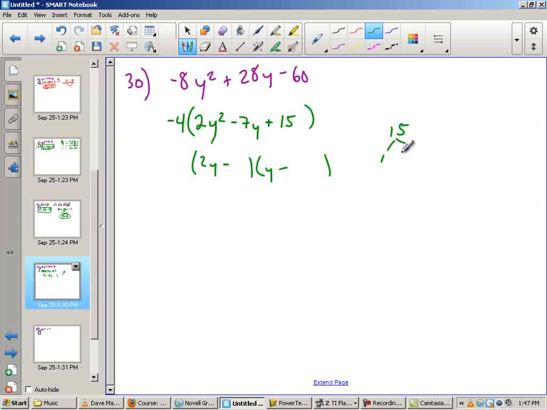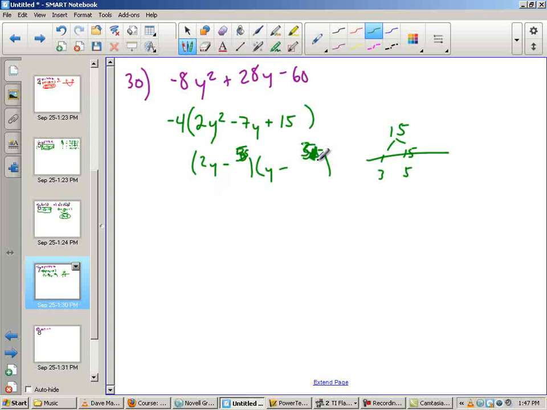15 only has choices of 1 and 15, 3 and 5. But I kind of have to try all of them. 1 and 15. This is 1, that's 15, that's 30, that's 31. So I can change it to 15 and 1. That's a 1 now. Gives me 15 and 2, that's 17. Too big. If I put a 3 here and a 5 here, that's 3 and 10. That's 13. It's not going to work.